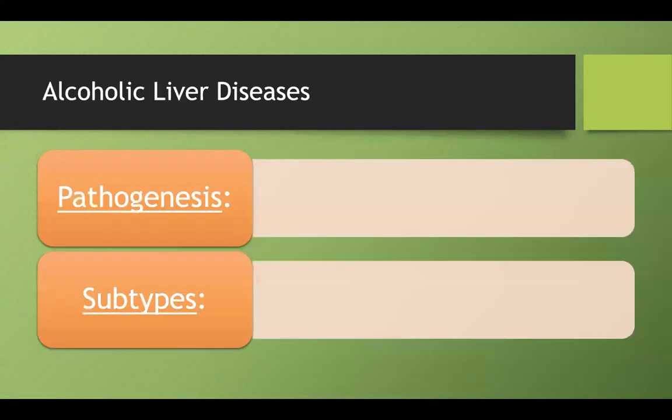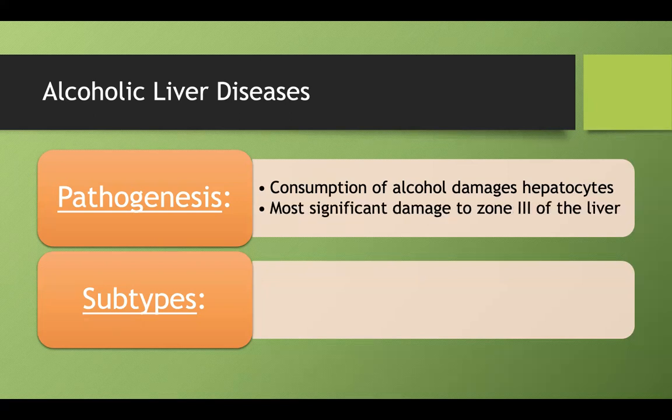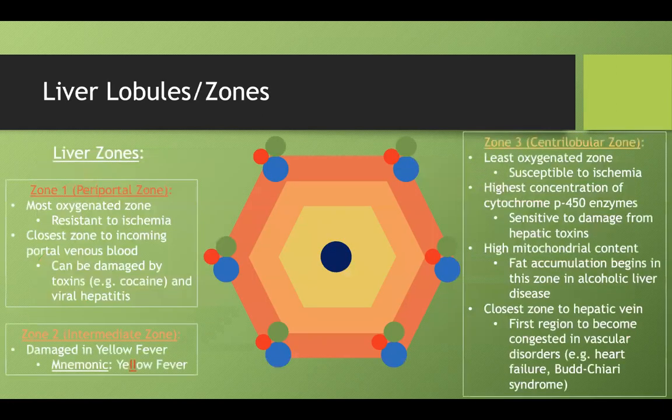And we'll start with alcoholic hepatitis. So as the name suggests, alcoholic liver disease in general is where consumption of alcohol damages your hepatocytes. This damage is most commonly affecting our zone 3 or centrilobular zone of the liver. This should make sense for a couple different reasons.